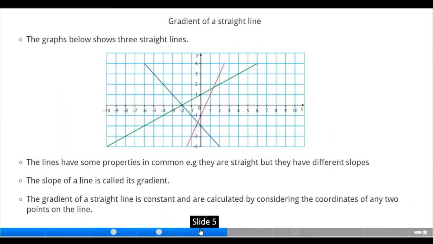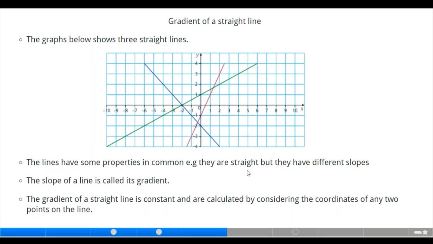Now let's look at the gradient of a straight line. Look at this graph here. You see that it has 3 straight lines. This is a line, this is another line with blue color, a line with pink color, and another one with what? With green color. So the lines have some properties in common. That is, they are straight lines, but they always have different slopes. Because why? They have different equations. So the slope of a line is called gradient.